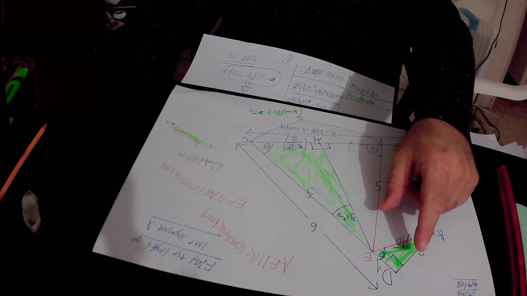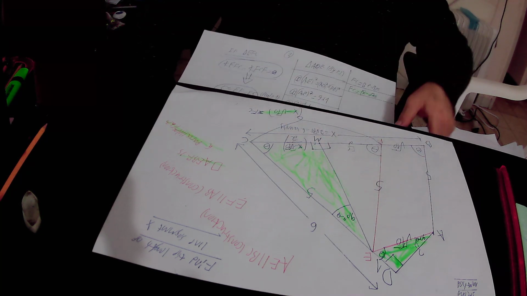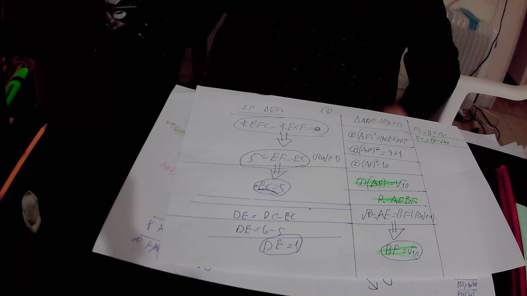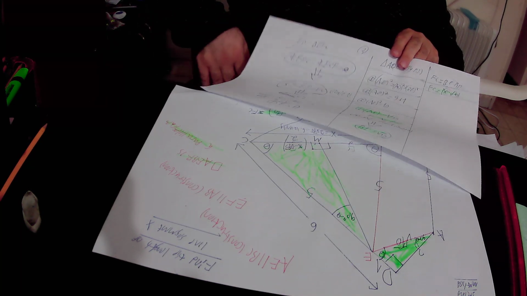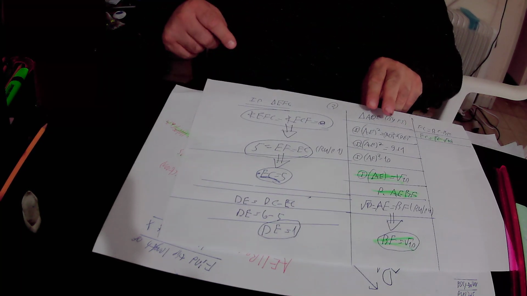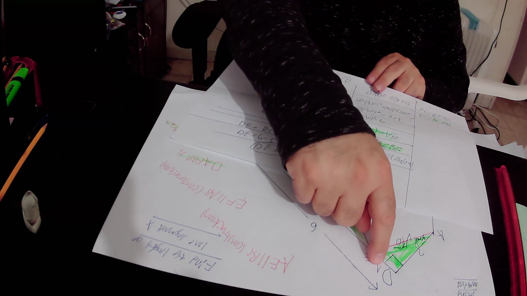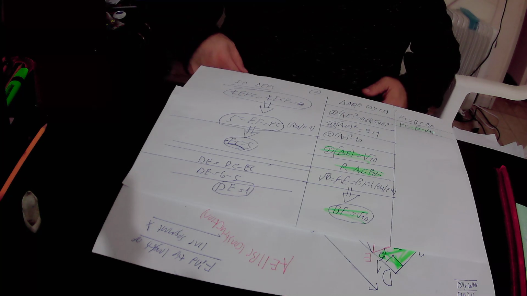What is the length of the short line segment DE? DE equals DC minus EC. DC equals 6 units and EC equals 5 units, so DE equals 6 minus 5, that is 1. So we found out that the short line segment DE equals 1 unit.